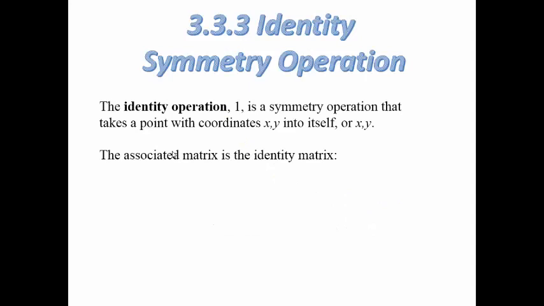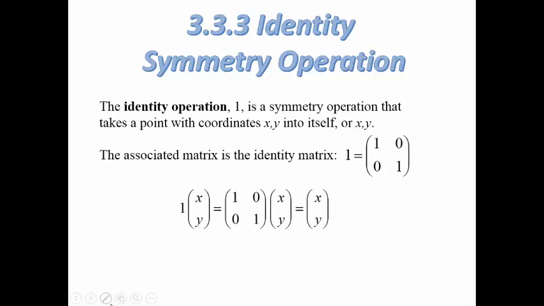Now let's go and look at the identity, the symmetry operation for the identity. The symmetry operation is represented by the number 1, and it takes the point with coordinates xy into itself, or xy. The associated matrix is what? Yes, you got it. It's the identity matrix, because 1 operating on xy, or the identity, and you multiply it out, operating on xy, gives me back our very own xy. And what's the determinant?